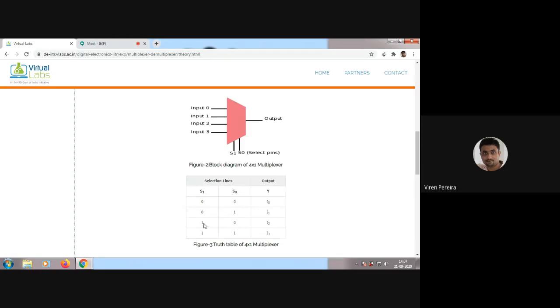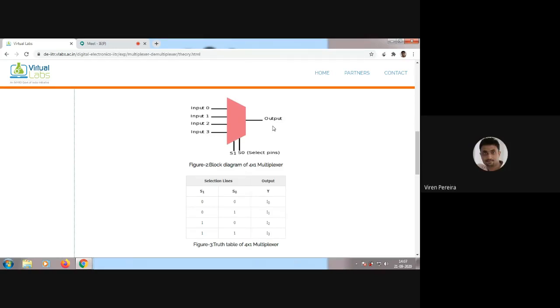In the same way, for the third condition, 1 and 0, it will take the values of the output from input 2. You can see I2, so it will take the values from input 2. If input 2 is 1, the output also will be 1. If input 2 is 0, the output also will be 0. Irrespective of whether the others are 0, 1 or whatever, it will only take from input 2. Then when you give a signal 1 and 1, it will select the input 3 pin, and whatever the value in input 3, it will give at the output. Till here everyone clear how it is done?